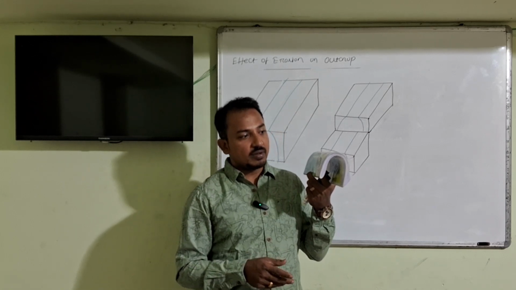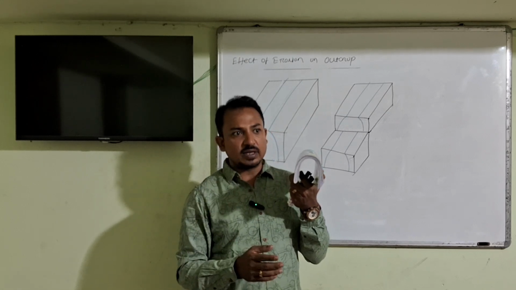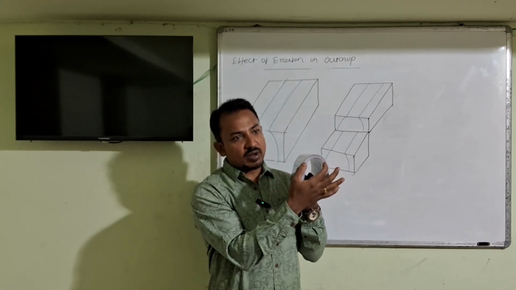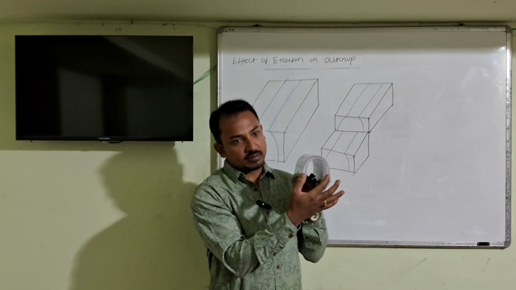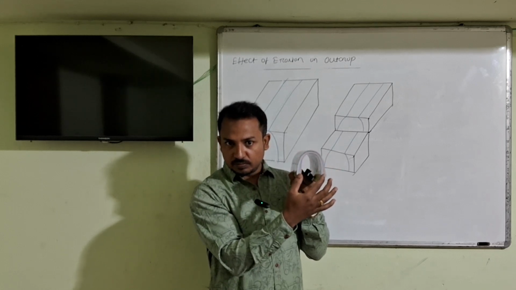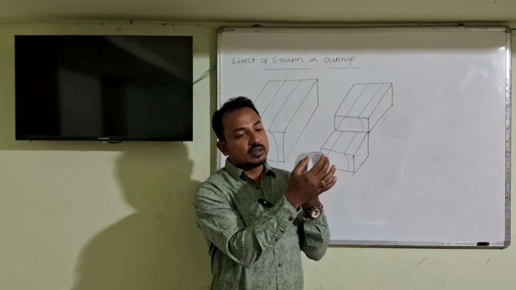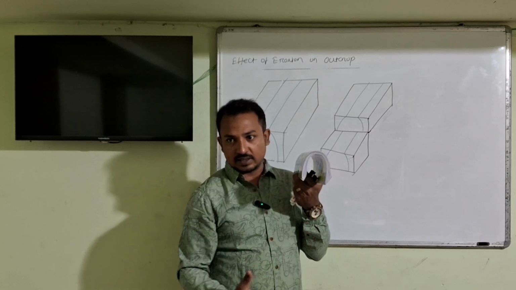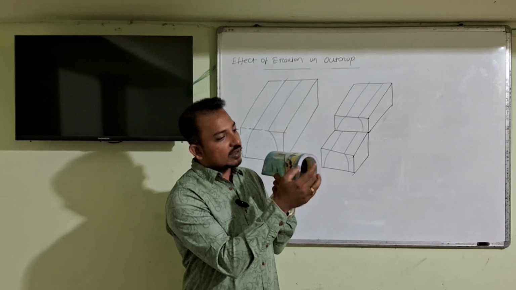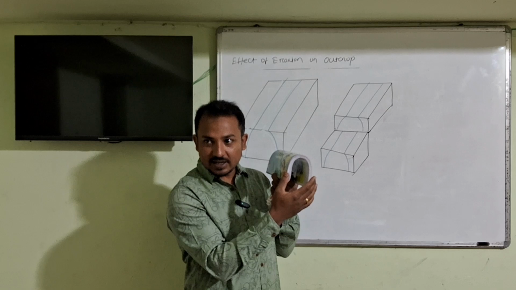Suppose this is an antiform. In an antiform, the limbs dip away from each other. If you cut the antiform from here, then the spacing between the outcrops will be less than if you cut it from here. That means as you go down, towards the deeper part, the spacing between the limbs will increase. The outcrop spacing will increase with depth.